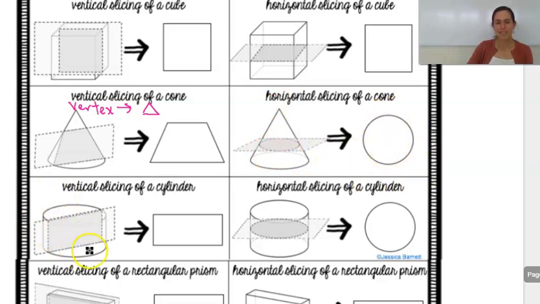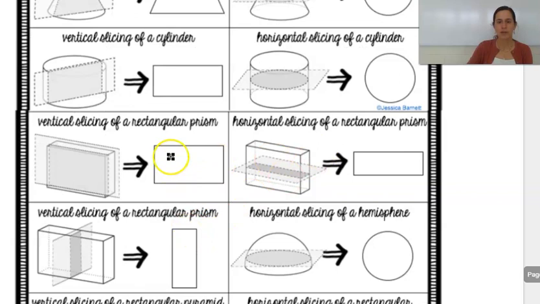And then if we talk about a cylinder, remember that a cylinder is kind of like a big cake. If I cut a big cake in half, then you're looking at a rectangle. And then if I cut it parallel to the bases, then that's going to create that circle.